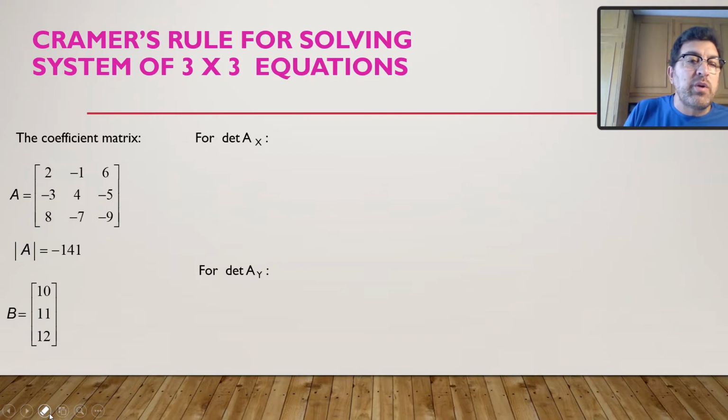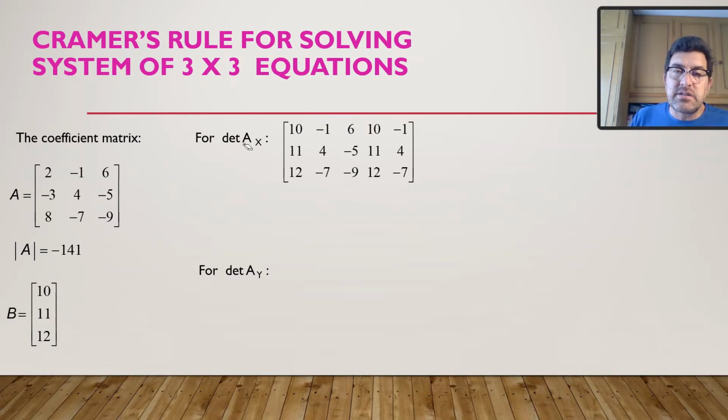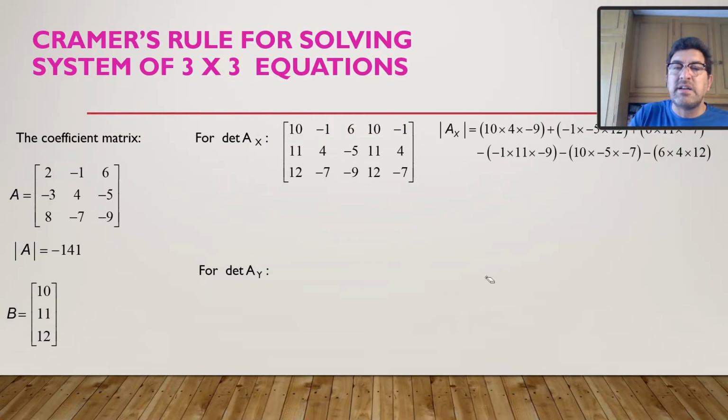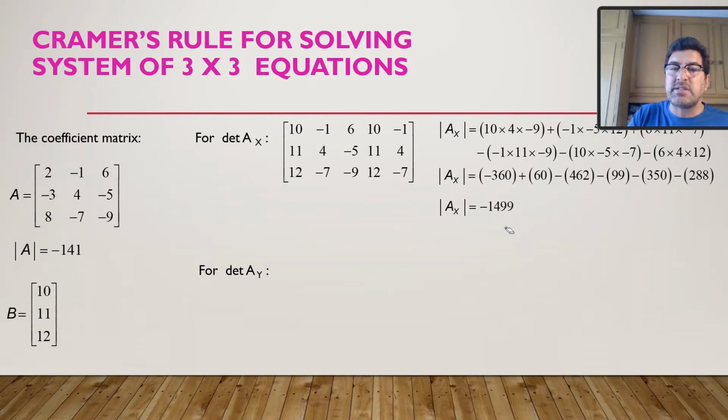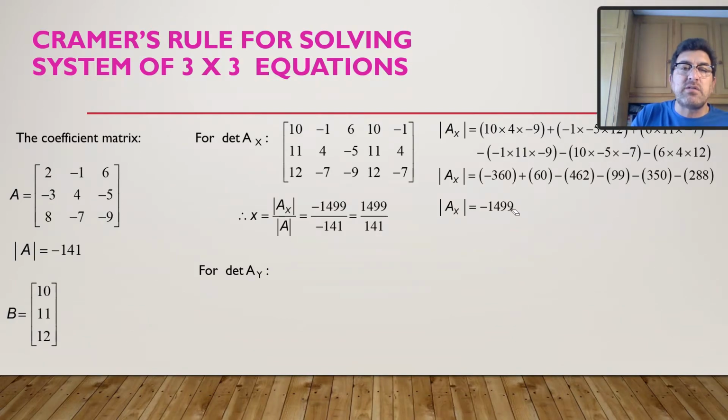Okay, so let's see. What do we know? We have the determinant, we have the column matrix, and we have the initial matrix. So now we want to find AX. So we go to the X entries and we replace them with the column matrix. And I need the determinant. So again, I augment this new matrix with the first two columns and I find my determinant over there. Once I've calculated my determinant, I see it's minus 1,499. Quite happy with that. So to find the X value, I divide this determinant by that determinant and I get my result over there.